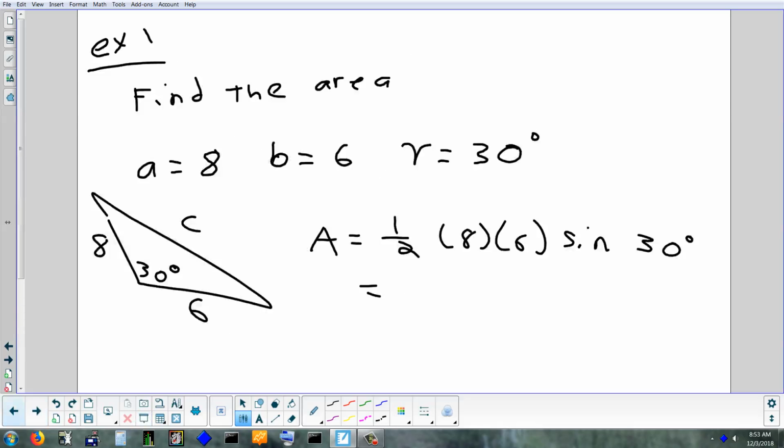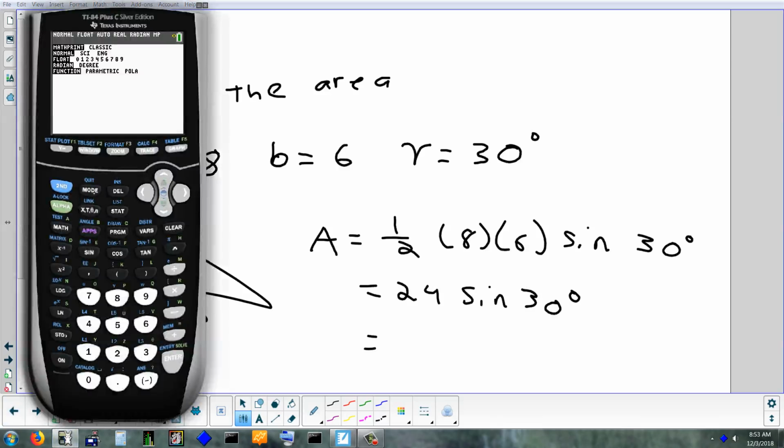All right, let's multiply everything in front first. Eric, half of 8 gives me 4 times 6, 24. So 24 sine 30. And now at this point, if you don't know what sine 30 is, we have to type it in.